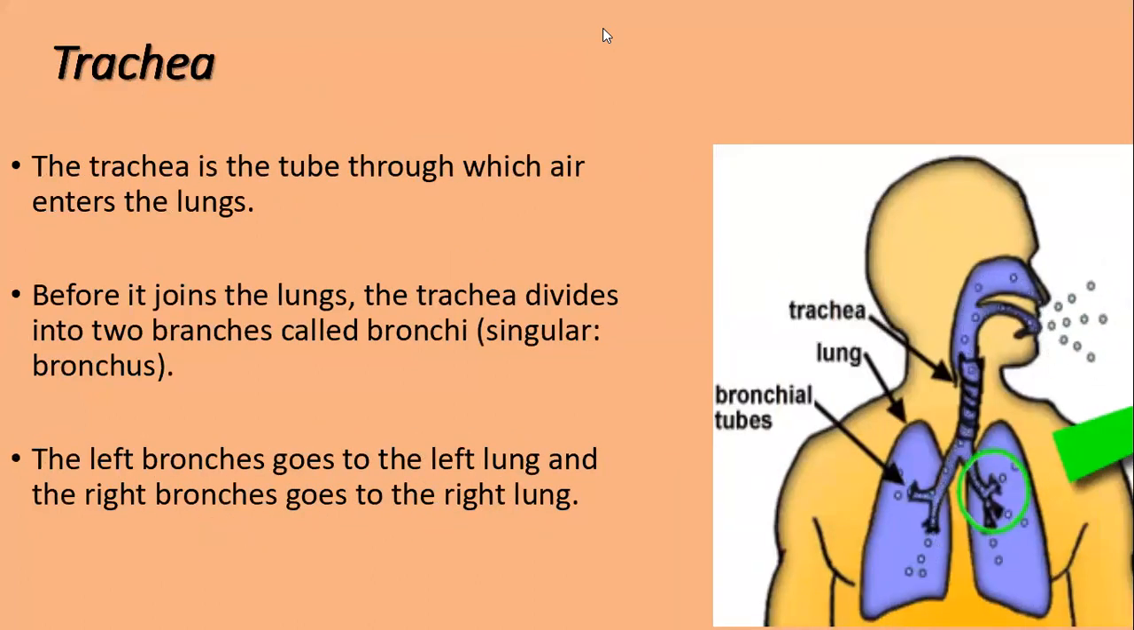Trachea is the tube through which air enters the lungs. Before it joins the lungs, the trachea divides into two branches called bronchi. The left bronchi goes into the left lung and the right bronchi goes to the right lung.